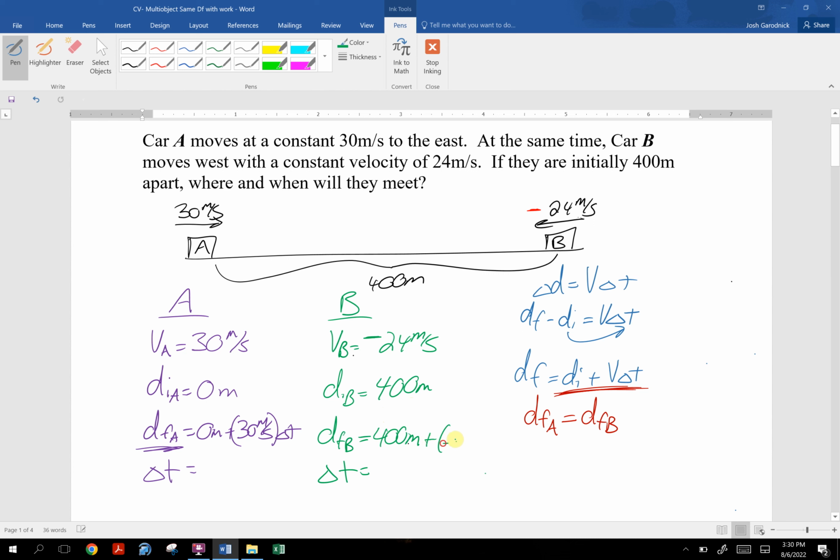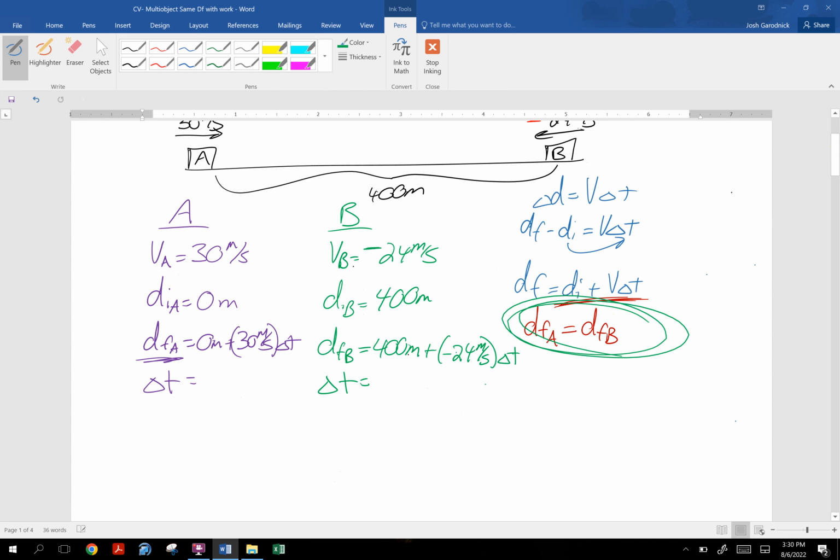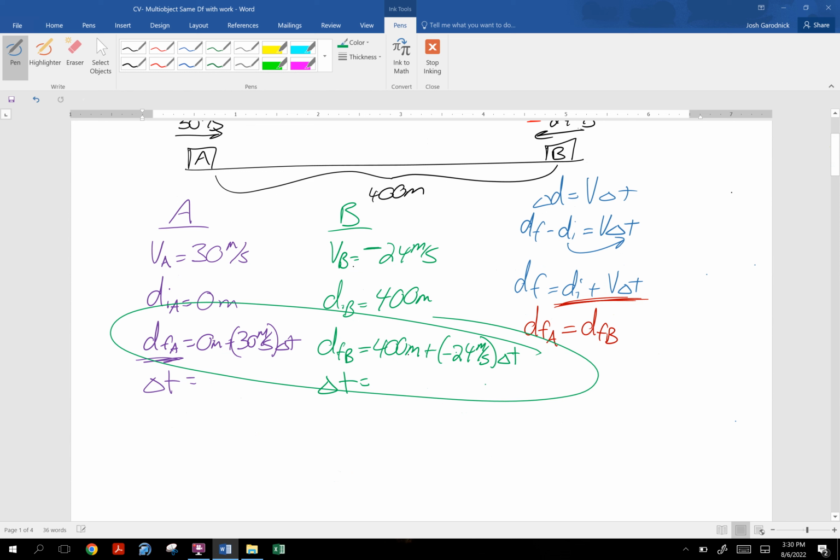Plus velocity times time. Now we can write this as plus negative 24 meters per second times time, or minus 24 meters per second times time, whatever you're more comfortable doing. Now we also know that their final positions are equal. I've written that right here because they're going to pass each other. And now I have two expressions for final position. So guess what I'm going to do with those two expressions? If you don't know, let me know, because that's an issue. I'm going to set them equal.